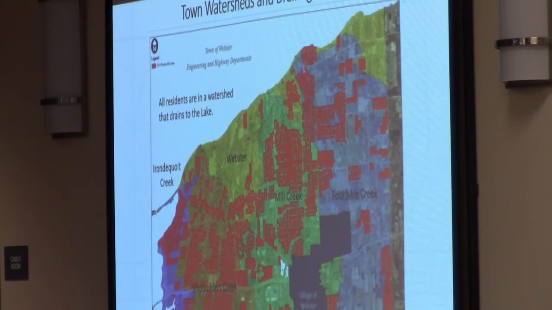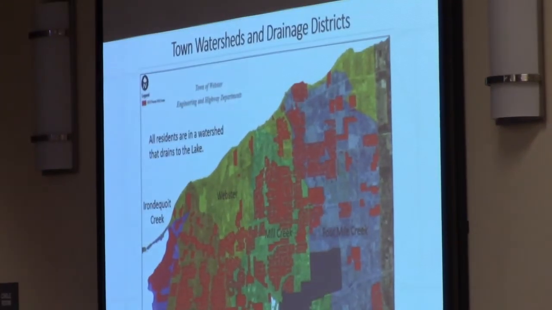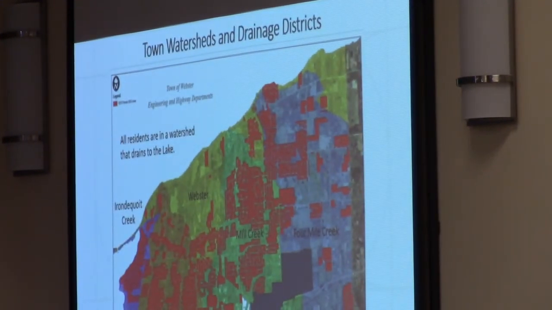This next image is a map. This map shows the 5 major watersheds that we currently have in town, and the red portion represents the parcels that are currently in a drainage district. So as you can see, a large portion of the town is already in a drainage district. The other important thing to remember with this is there are not portions of town that aren't in a watershed.